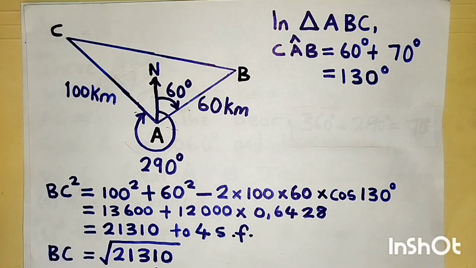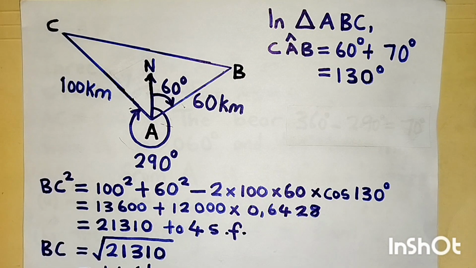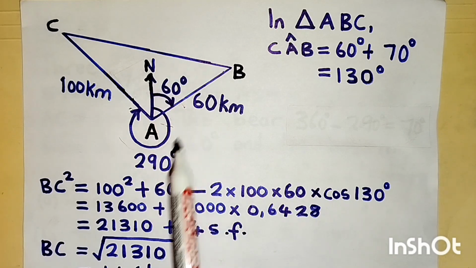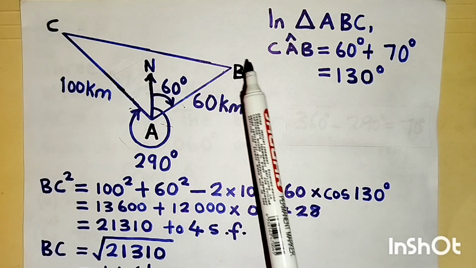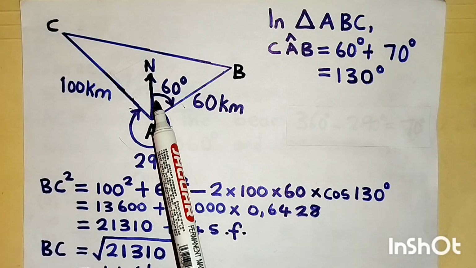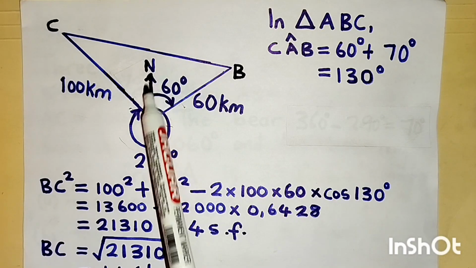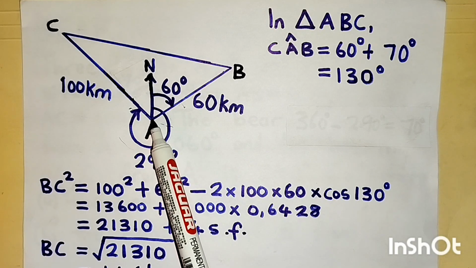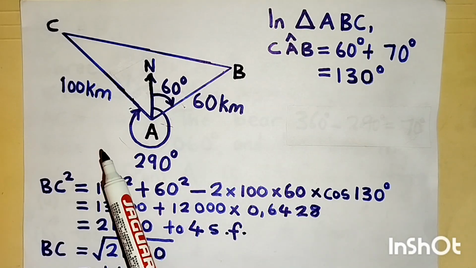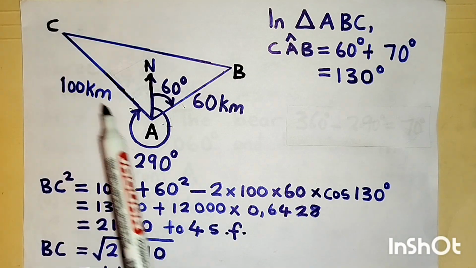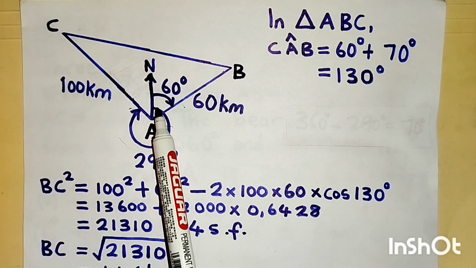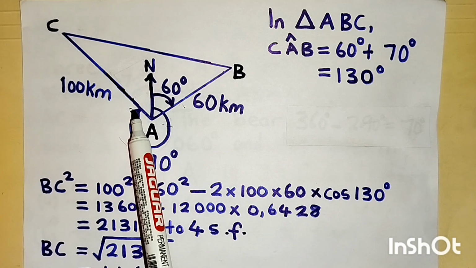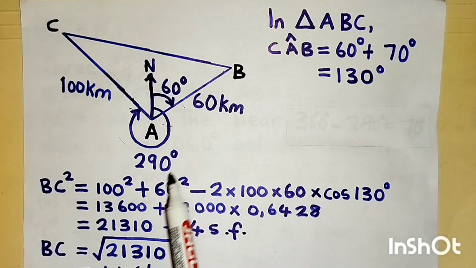So remember, 3-figure bearings or true bearings are measured from the north and then you turn clockwise. Okay, north, then turn clockwise. So the bearing of B from A is this angle which is between the north arrow and the line which goes to B, which is AB. And the bearing of C from A is this angle which starts from the north arrow and then turns till we touch the line AC, which is 290 degrees.